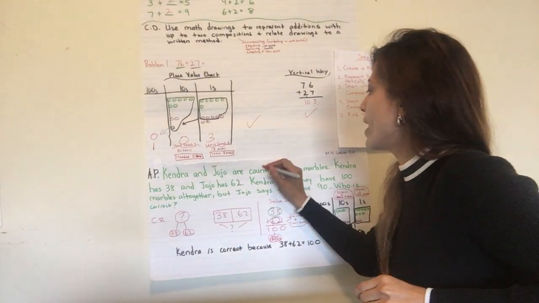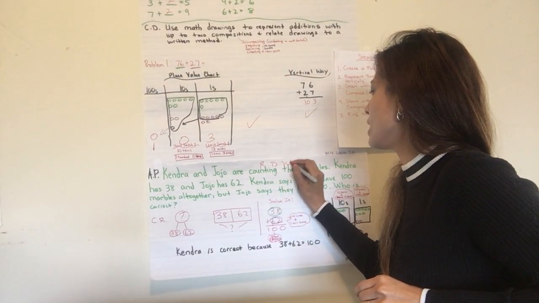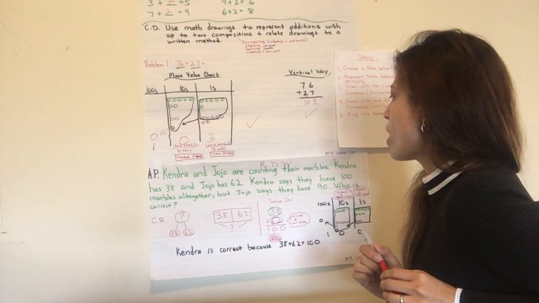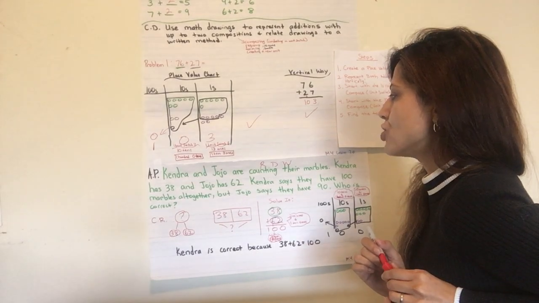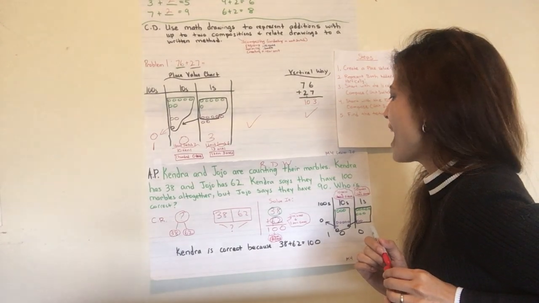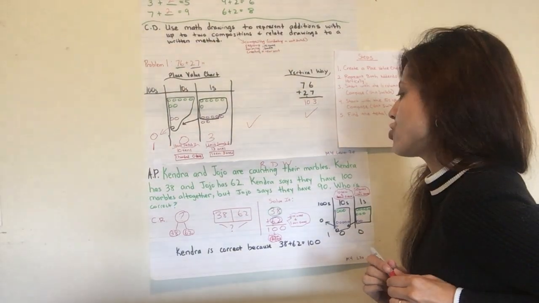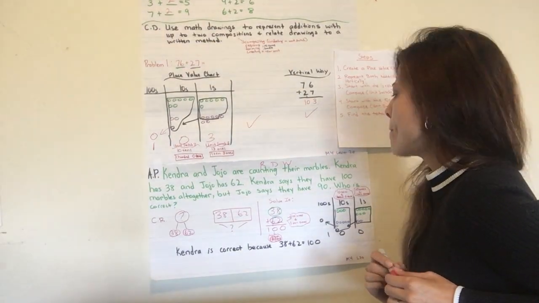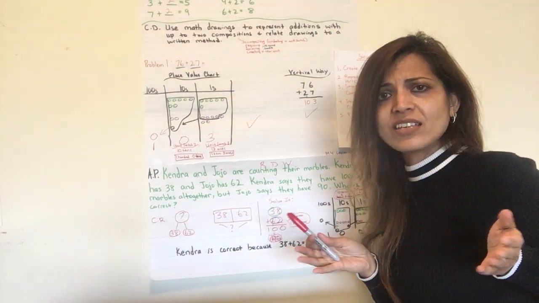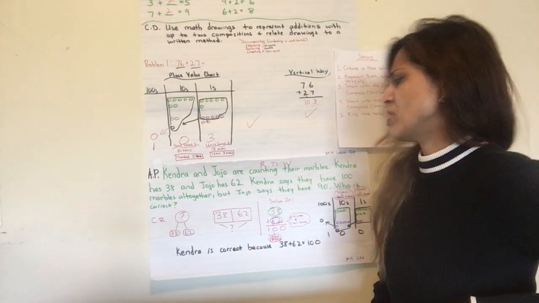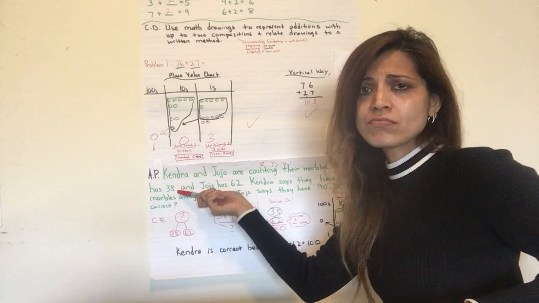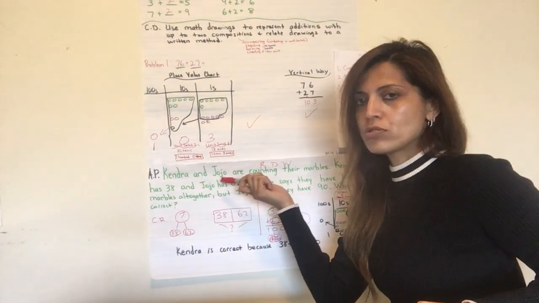Read, draw, write. I'm going to start out with reading it, okay? Kendra and Jojo are counting their marbles. Kendra has 38 and Jojo has 62. Kendra says they have 100 marbles altogether, but Jojo says they have 90. Who is correct? Do you think it's Kendra or do you think it's Jojo?